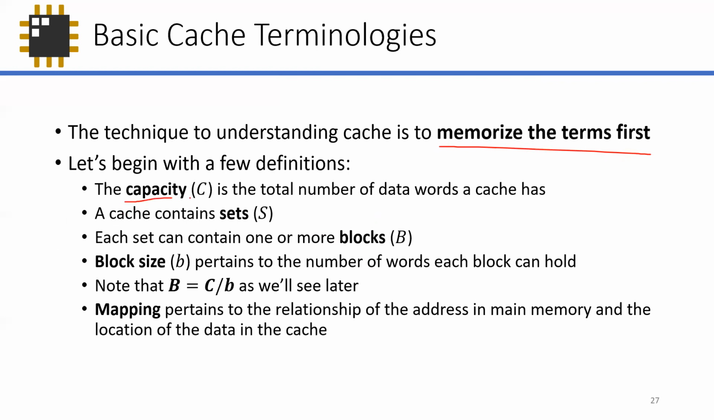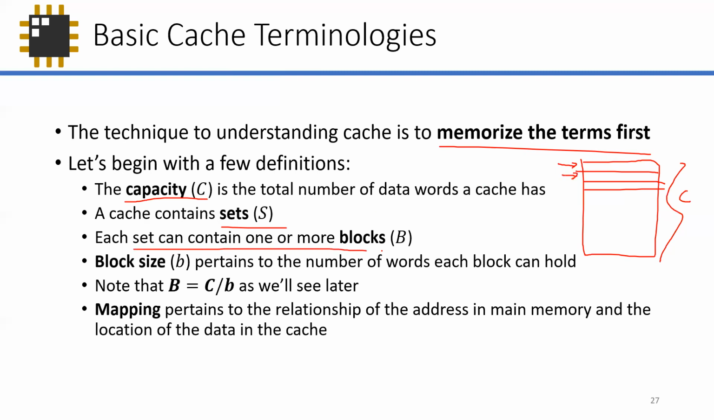So we have the concept of capacity. You have a cache, and there's a certain number of words that you can store. The total words that you can store is the capacity C. Now, each cache contains sets. Every time you access an element in the cache, that's one set. Now, each set can contain one or more blocks.